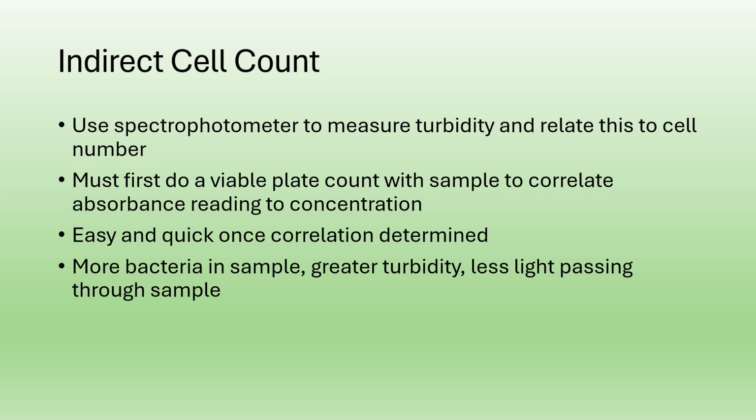Once you've done this correlation at the beginning, from then on, all you have to do is read your sample through a spectrophotometer, for short. We often just call it the spec. So once you've got that correlation done, it becomes very quick and easy. If you have a lot of bacteria in the sample, the greater the turbidity, and that means the less light is going to pass through that sample.